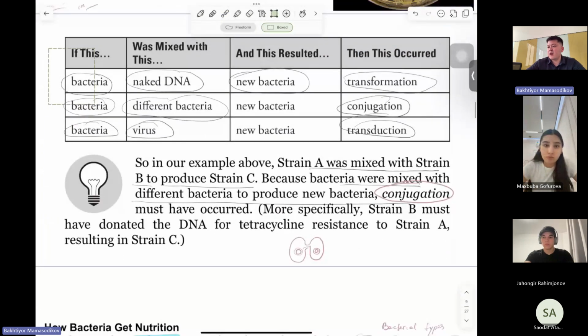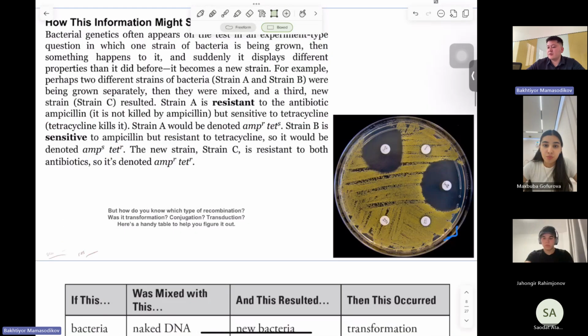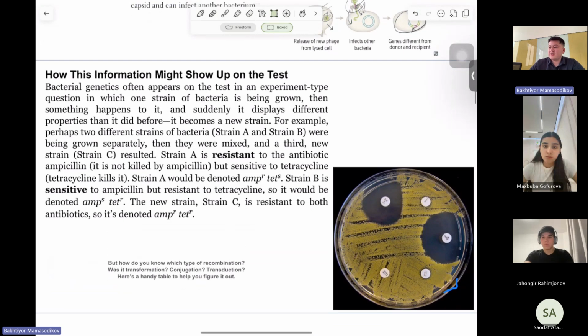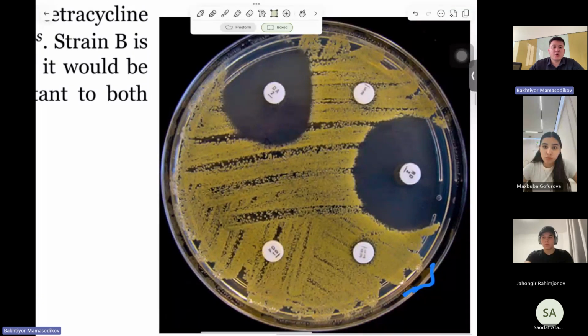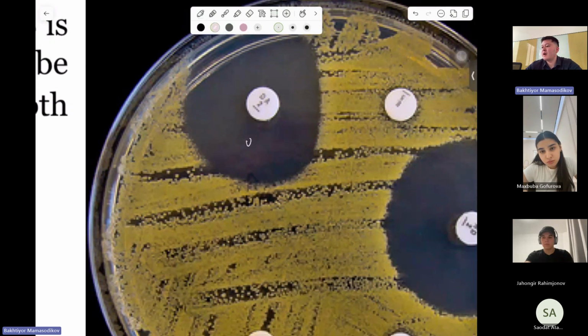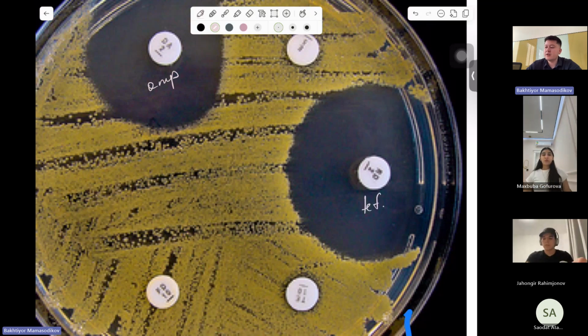This slide is more about antibiotic resistance. Now you know what antibiotic resistance is, right? Imagine this is the plate where the bacteria is going to grow. Imagine these are the pills. They are antibiotics. Here, for example, you have the antibiotic called ampicillin. Here, imagine, you have an antibiotic called tetracycline.